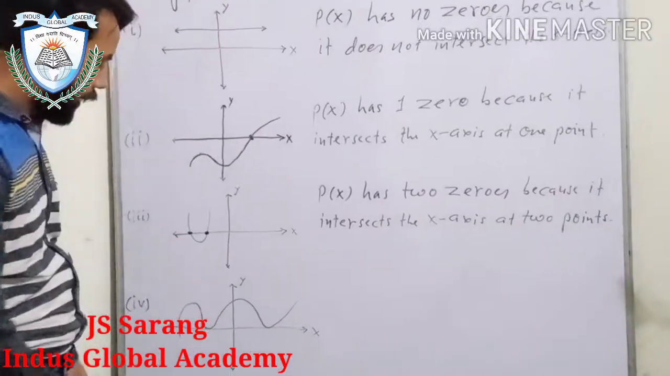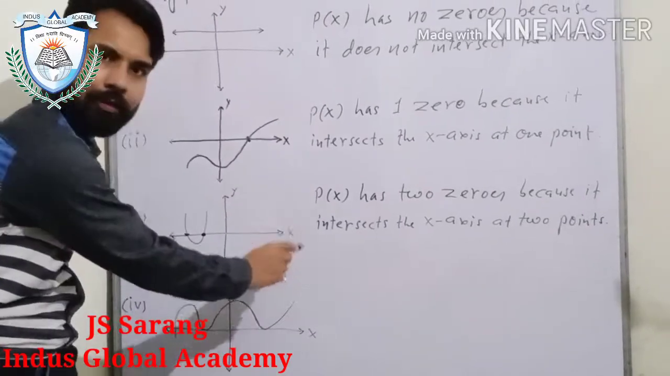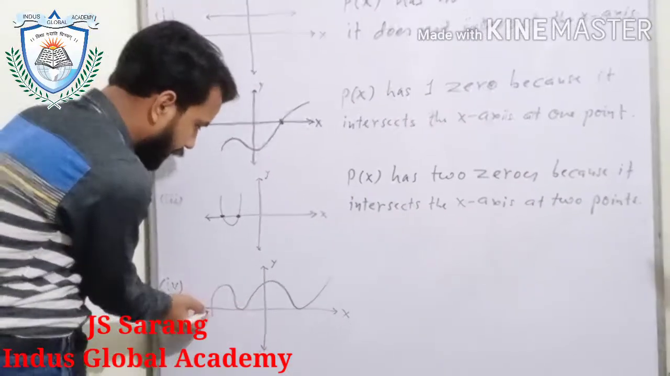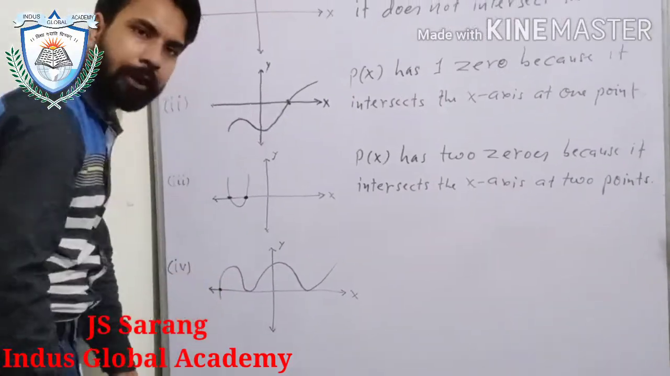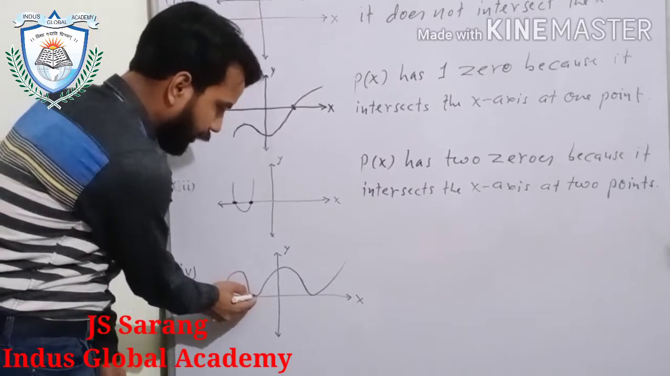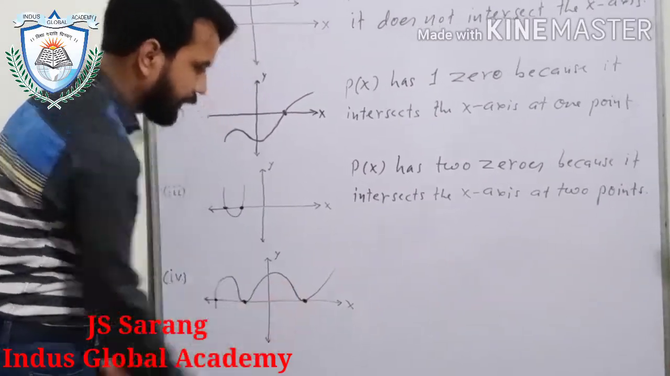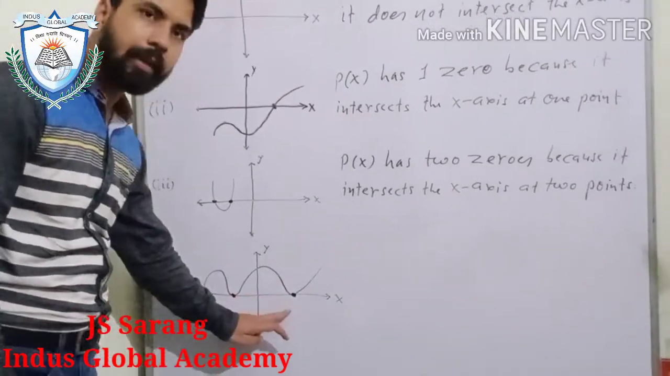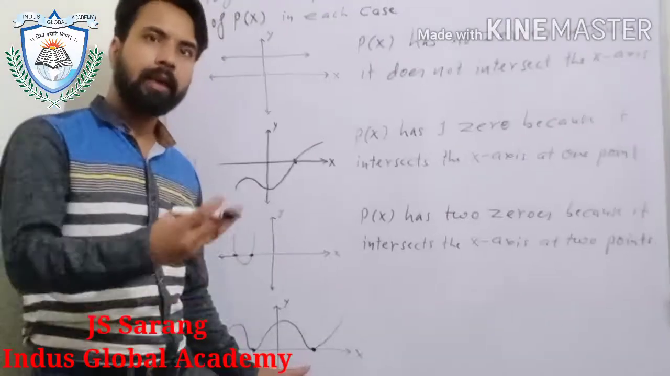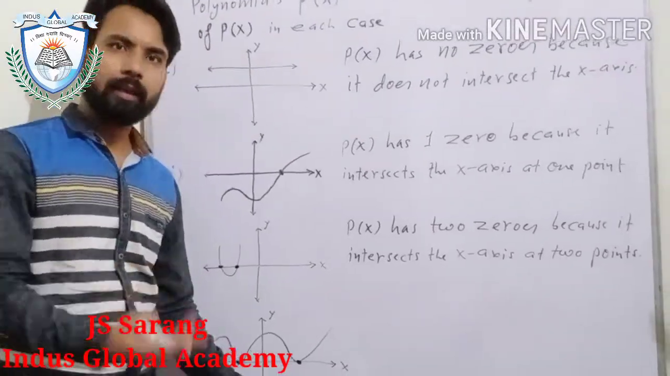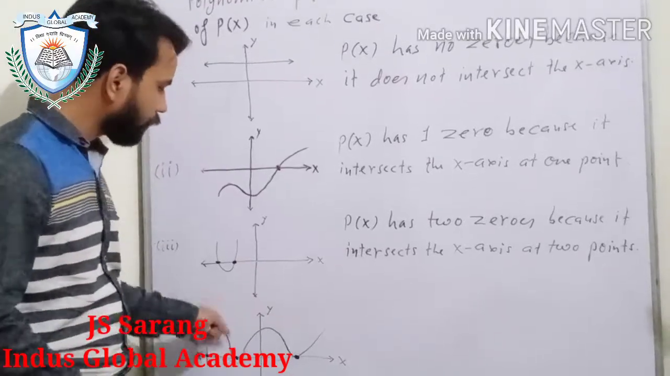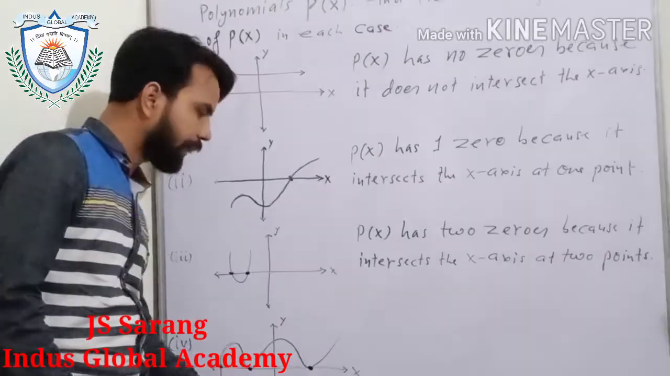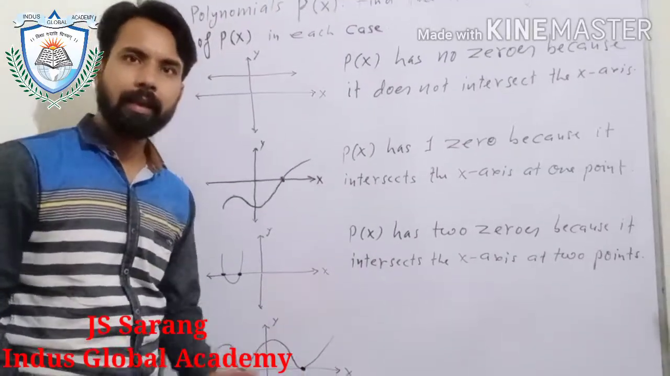Now, the next graph. See here. The graph is just like a wave. So it intersects the x-axis at how many points? We will count here. One intersection point, second intersection point, and this is the third intersection point. So 1, 2 and 3. If intersection points are 3, the number of zeros will be 3. Reason: because the graph of p(x) intersects the x-axis at 3 points. So it has 3 zeros.